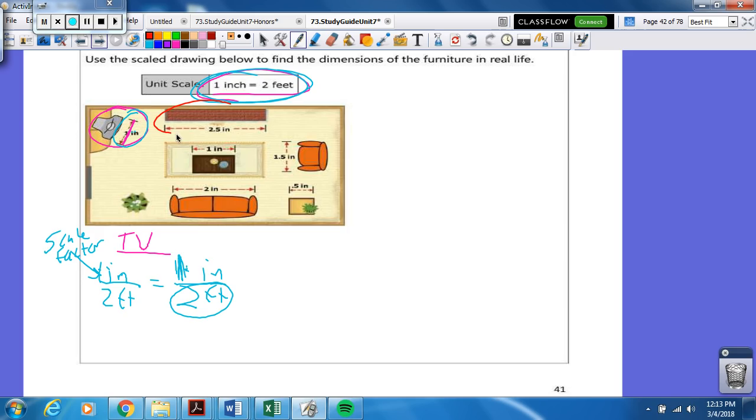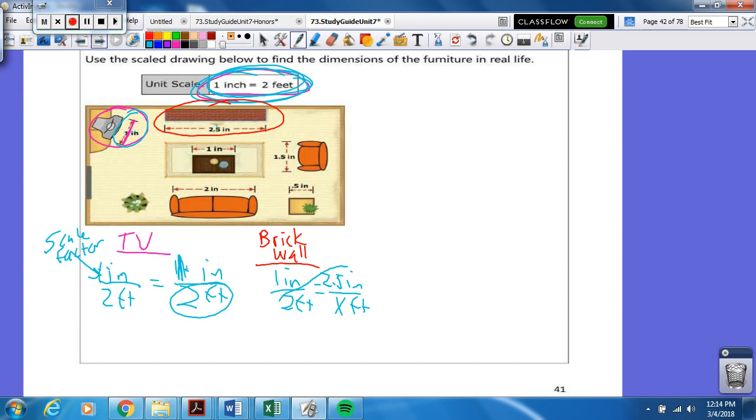Let's try this wall. The brick wall, whatever that is. First thing I start with, the scale factor. 1 inch is 2 feet. Where did I get that? Right here. Easy. Now, inches across from inches, feet across from feet, and I know that the brick wall is 2.5 inches across. 2 and 5/10. So now, how am I going to do it? Let's put this as x.